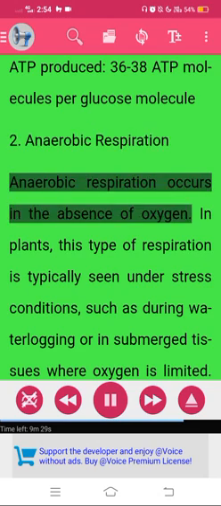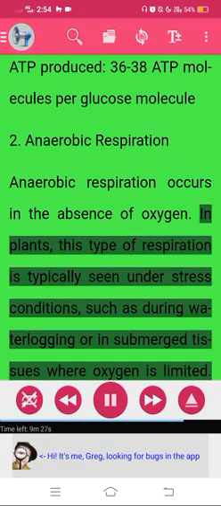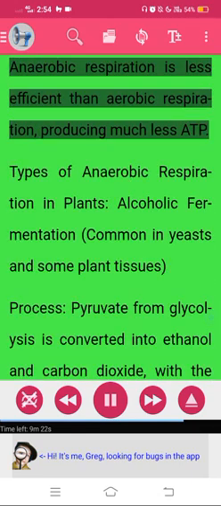2. Anaerobic respiration. Anaerobic respiration occurs in the absence of oxygen. In plants, this type of respiration is typically seen under stress conditions, such as during waterlogging or in submerged tissues where oxygen is limited. Anaerobic respiration is less efficient than aerobic respiration, producing much less ATP.